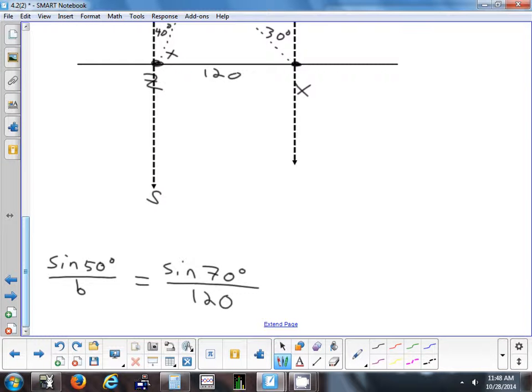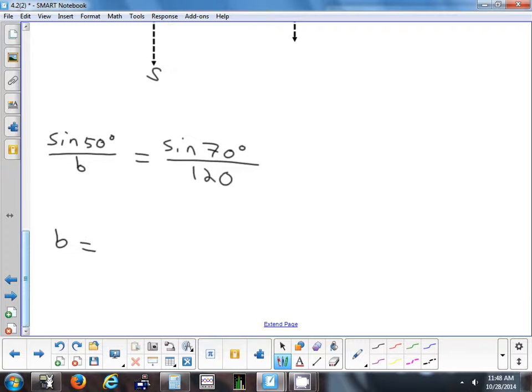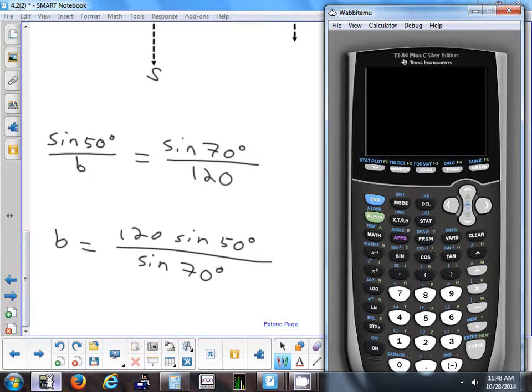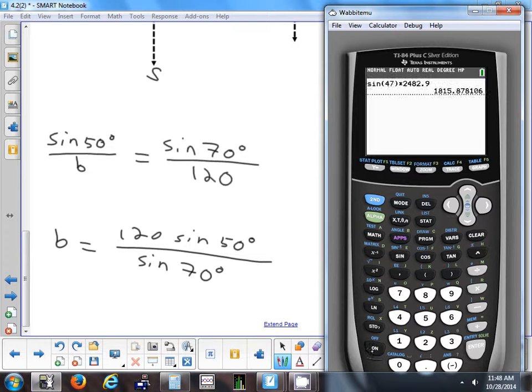So once you take the word problem part out of it, you just reduce it down to a diagram, then the mathematics, kind of just chugging through the arithmetic and the cross multiplying, that's easy. You just got to get a diagram that is accurate. Right, so in this case, B is 120 times sine 50 over sine 70. Let's find out how far that one is. So 120 sine 50.